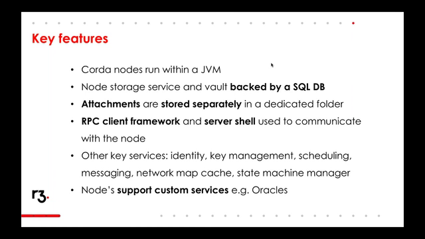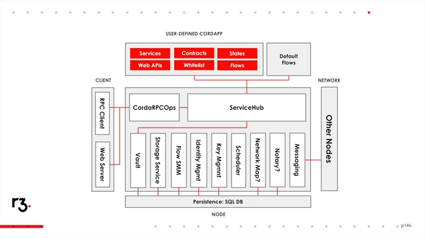Nodes can support custom functionality, and that custom functionality is called Corda apps, and that's typically what Corda app developers will be producing. So they'll be building their own Corda apps, implementing custom functionality that can be used on a Corda network. So it's easier to visualize what a Corda node looks like, and we have a diagram here.